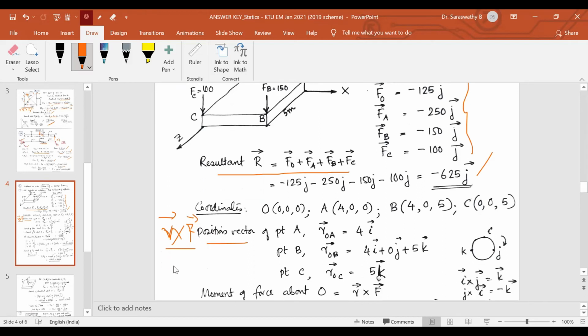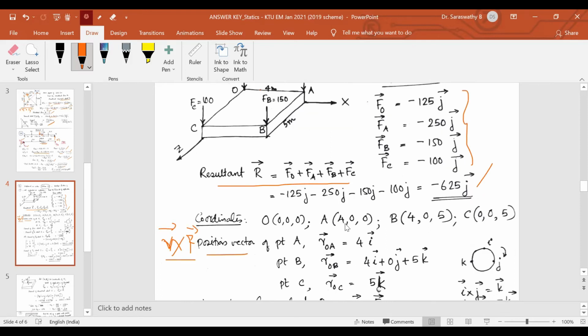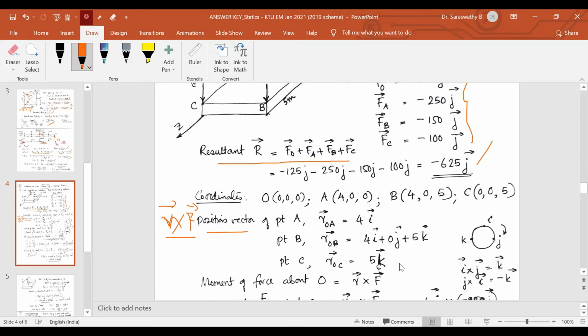Now, let us find the position vector ROA. ROA is given by A minus O. So 4 minus 0 I, 0 minus 0 J, 0 minus 0 K. I have not written the 0 values. It is 4I. Similarly, the position vector ROB will be 4 minus 0, 4I, 0 minus 0, 0J, 5 minus 0, 5K. Position vector ROC will be 0, 0, 5K. So we have got the position vectors.